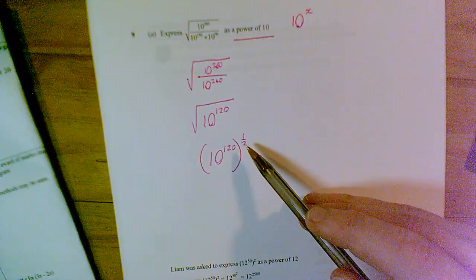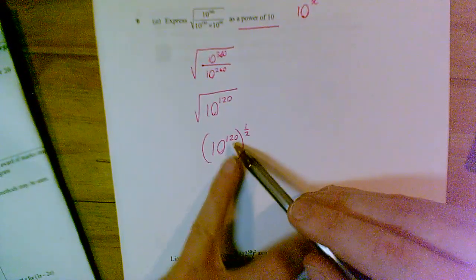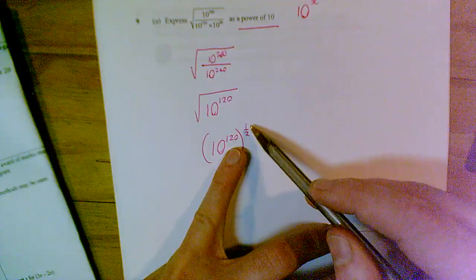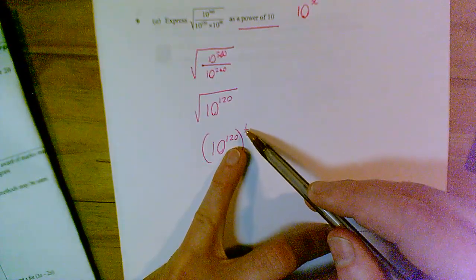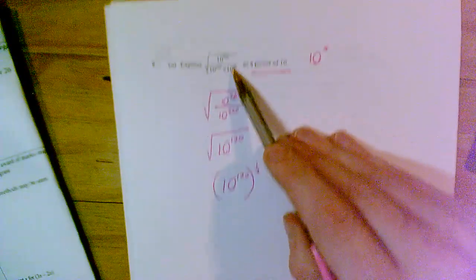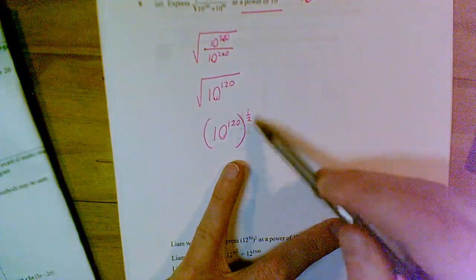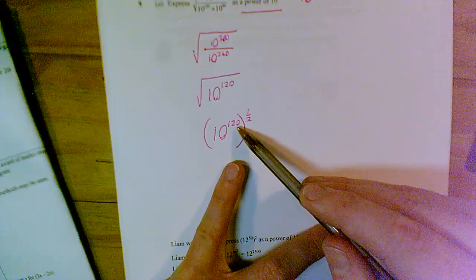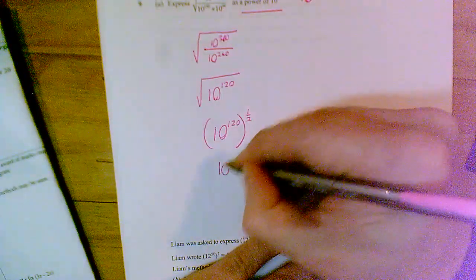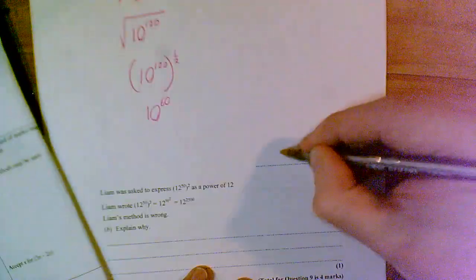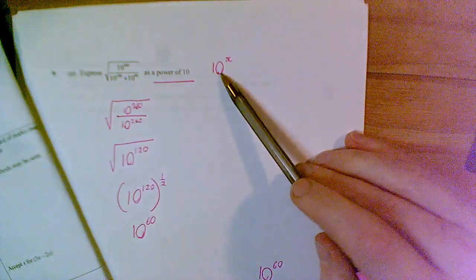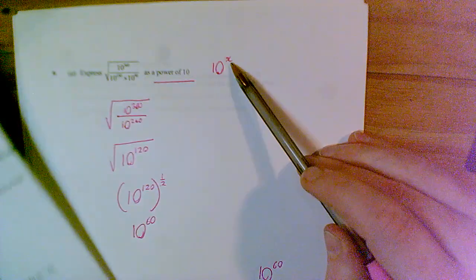So the final rule of indices, we use most of them in this question, is that when you've got powers like that, we multiply them. It's not the same as up here. When we multiply, we add the powers. When we power the powers, we do a multiplication. So that gives me 10 to the power of 60, and that is your correct answer. Your answer has to be in the form 10 to the power of something.